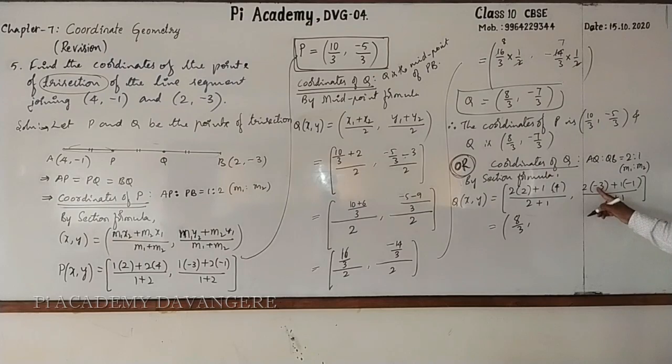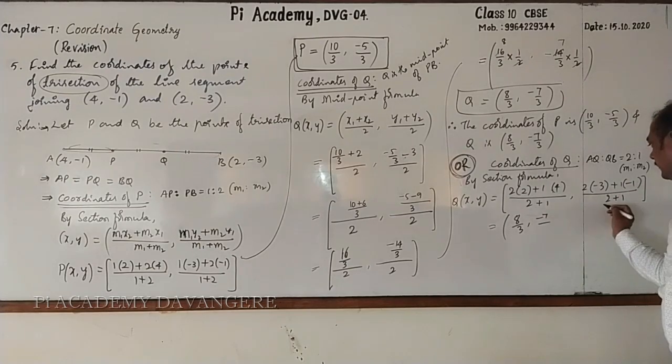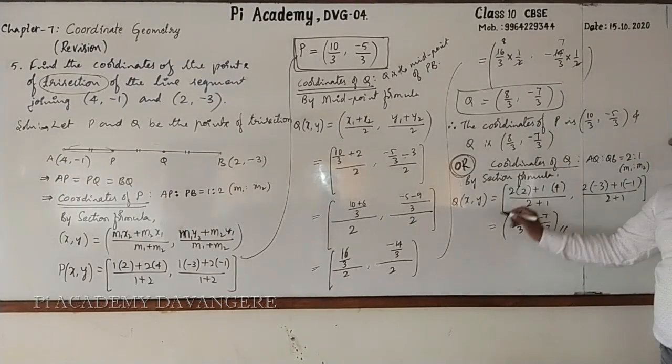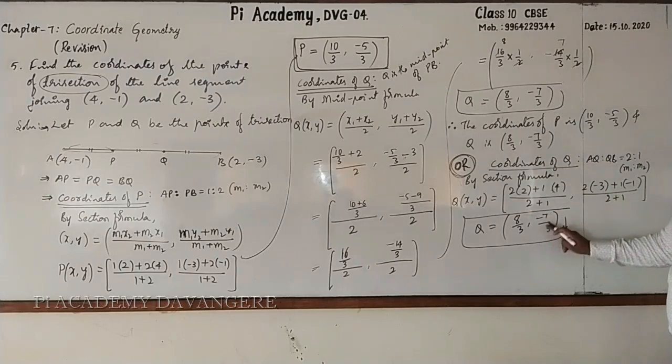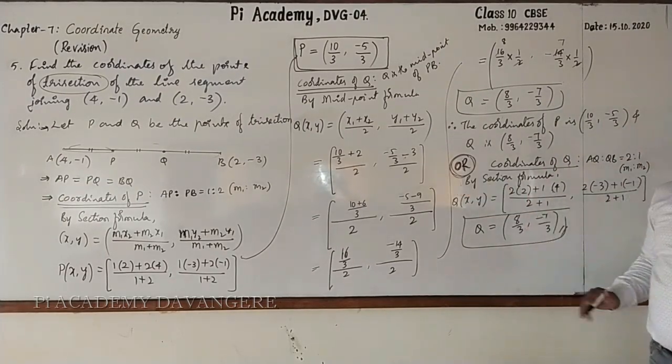Then 2 into minus 3, minus 6. 1 into minus 1, minus 1. Minus 6, minus 1, minus 7, by 3. See that? This will be easier. Again you got the same coordinates of Q as 8 by 3 and minus 7 by 3. Please go for copying this.